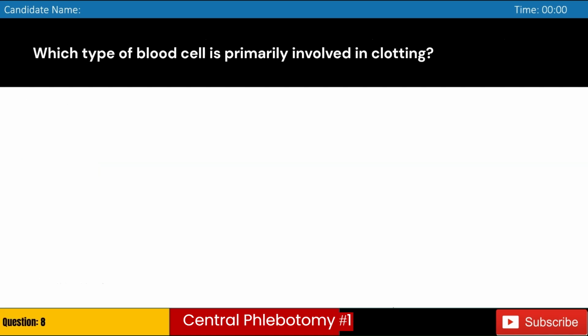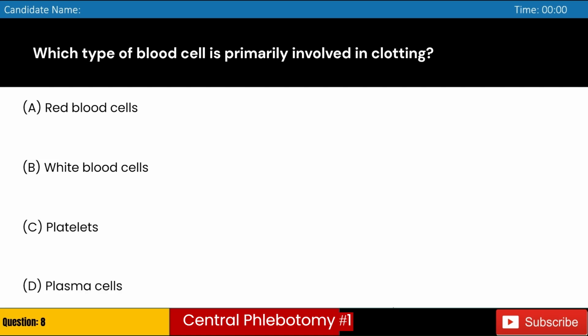Which type of blood cell is primarily involved in clotting? A. Red blood cells. B. White blood cells. C. Platelets. D. Plasma cells. Answer: C. Platelets, thrombocytes, are essential for blood clotting.